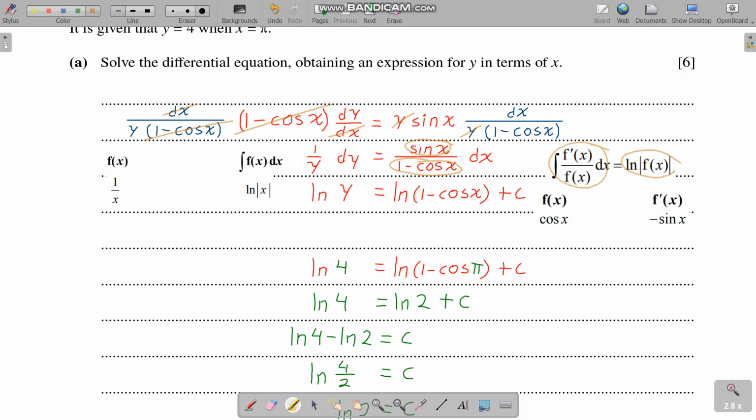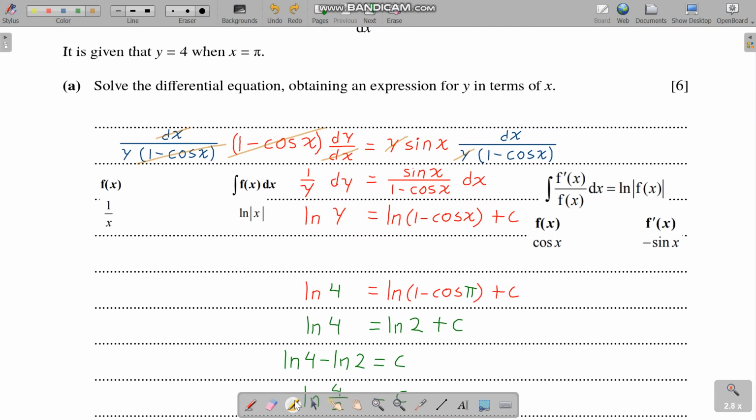We get ln the denominator, so we get ln 1 minus cos plus constant of integration, just 1 c on the right. And now we have the general solution of the differential equation. To find the particular solution, we need to find the value of c. We do that by plugging in the y and the x values.